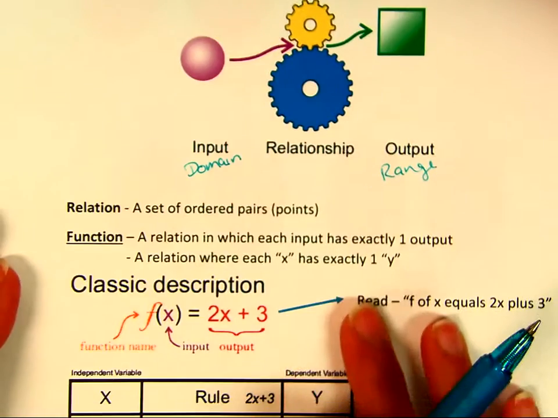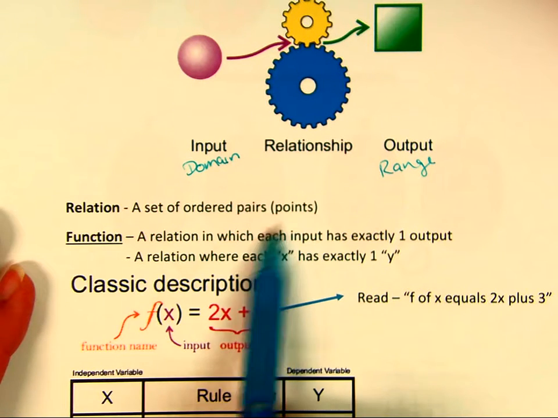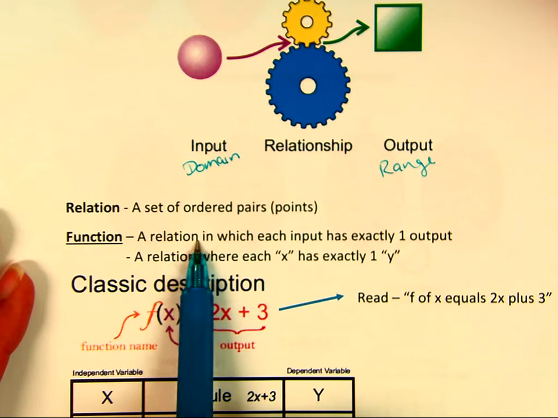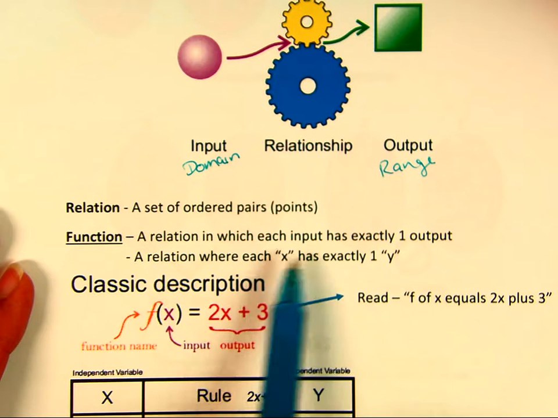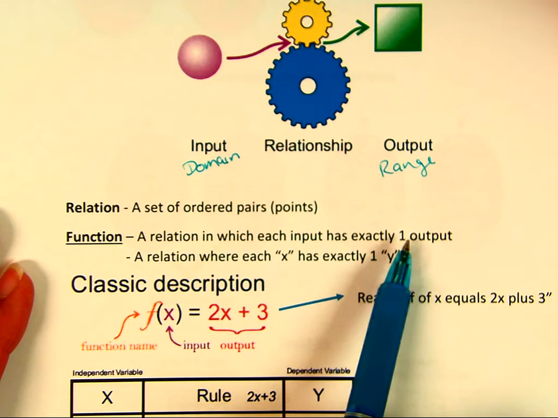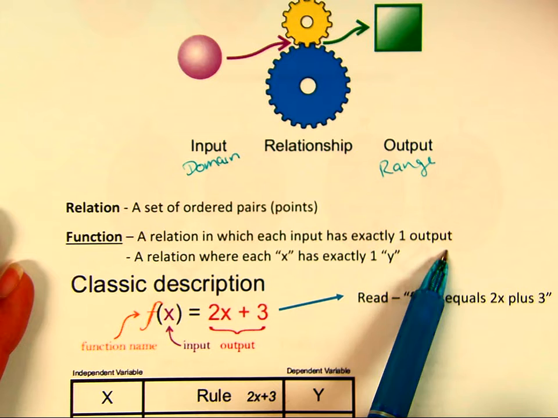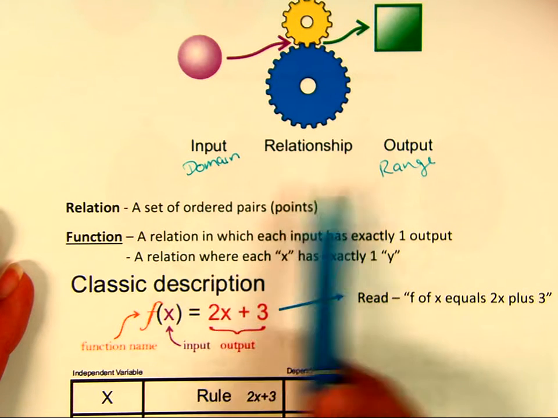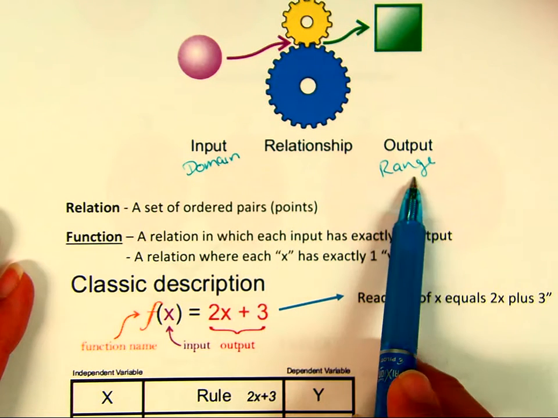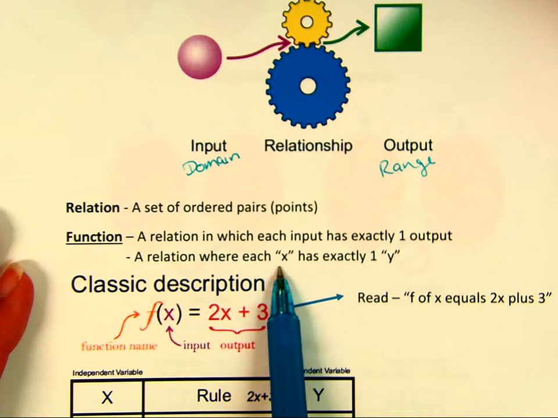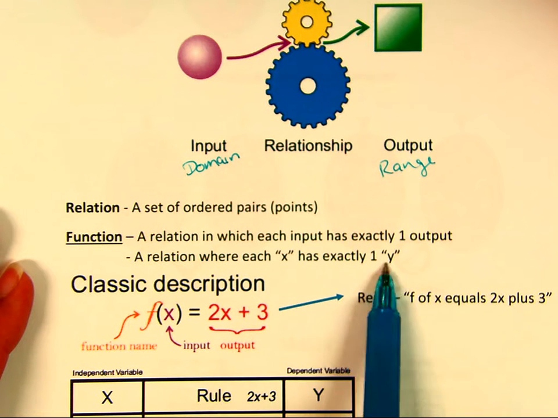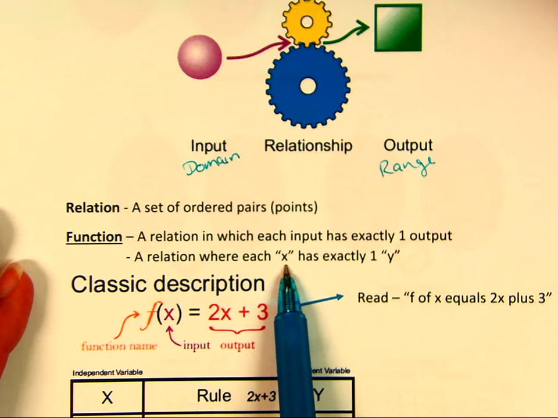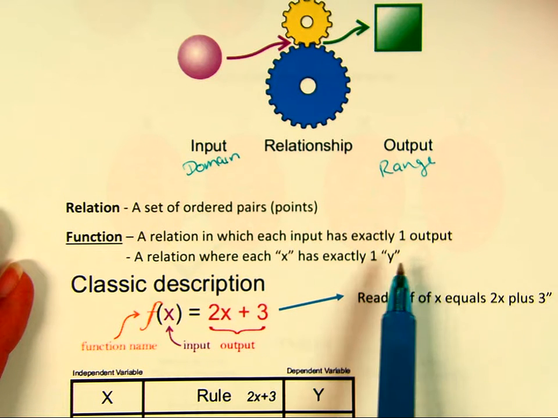So review from yesterday, a relation is a set of points, and a function is a relation. So that means a function is also a set of points, but there's a condition on it. Each input has to have exactly one output. Or we would say that each domain value has to have exactly one range value, or each x has to have exactly one y. Whichever way you want to put it. I like the x and y thing. Every x must have exactly 1, not 2, not 0, not 17, exactly 1 y.